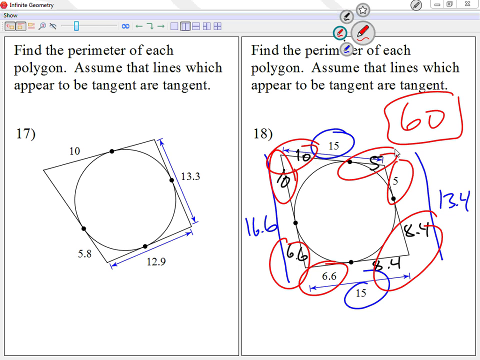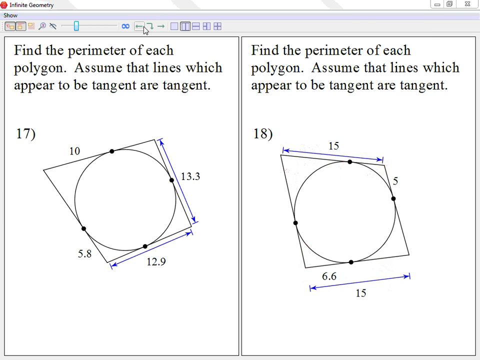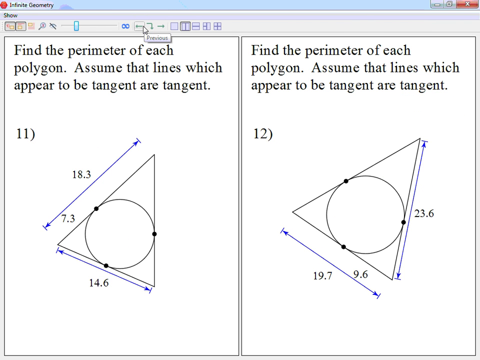All right. Any questions? Which one? 12. All right, let's take a look at number 12. I know this bottom part is 9.6, so I'm going to say this part right here should also be 9.6. Now, on this side, the whole thing is 23.6. Part of it is 9.6. Let me subtract them, and I'm going to say this side is 14. Obviously, on this other side, this is also 14.